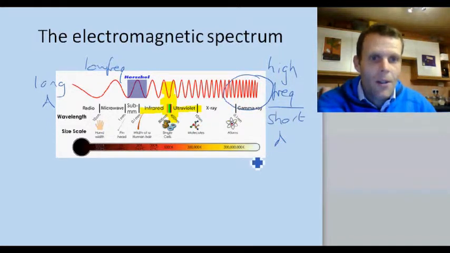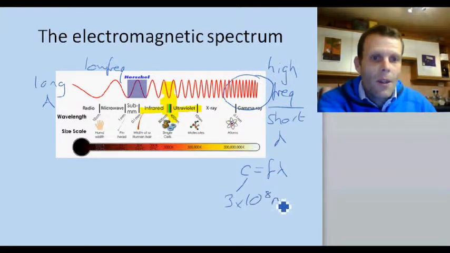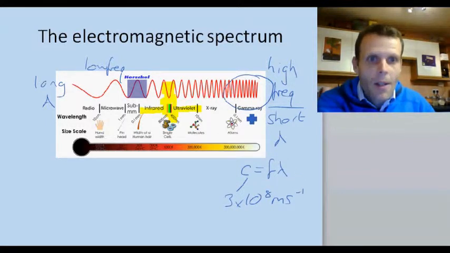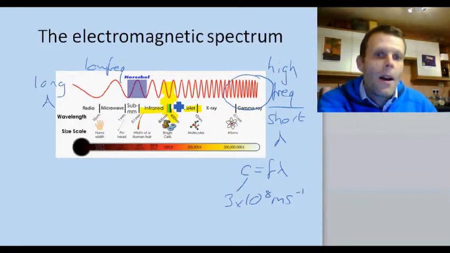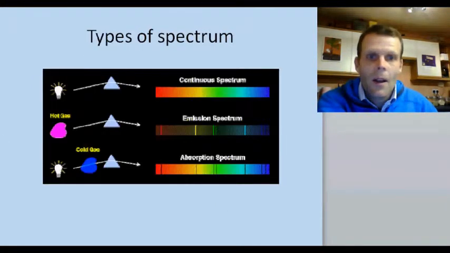I think in higher level we'll spend some time looking at some calculations that relate the speed of light, the speed of the electromagnetic radiation, to the frequency and the wavelength. And of course this is fixed for light: 3 times 10 to the 8 meters per second. These are different subsections of it. We talked about frequency, we talked about wavelength, and you can see the position of the visible region.